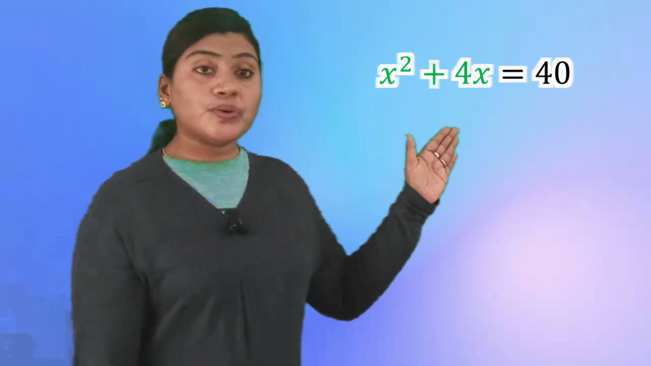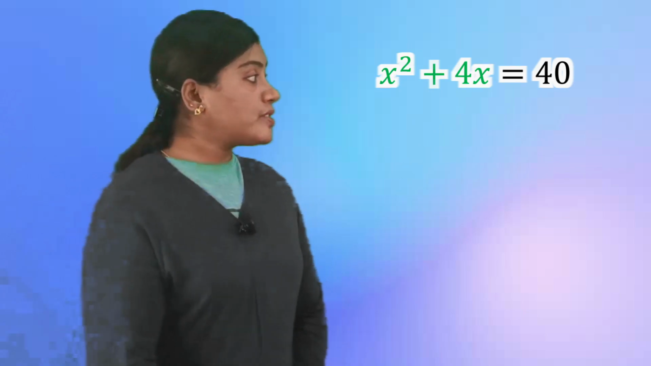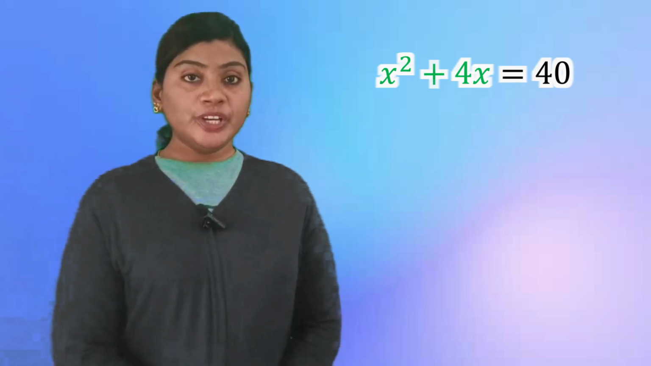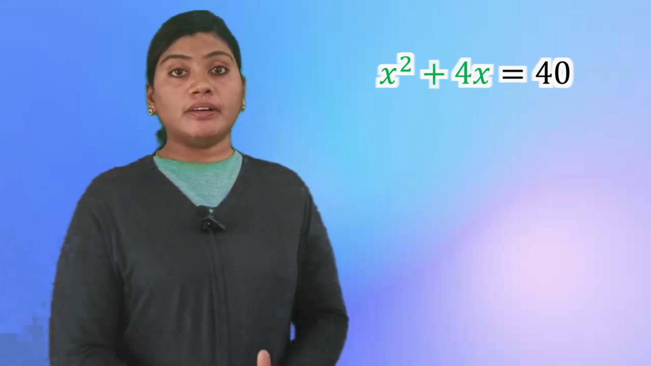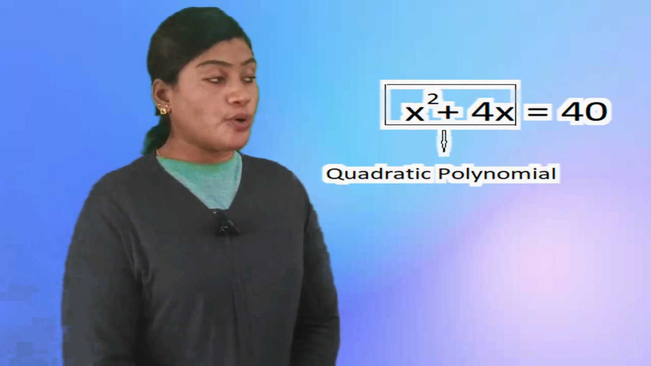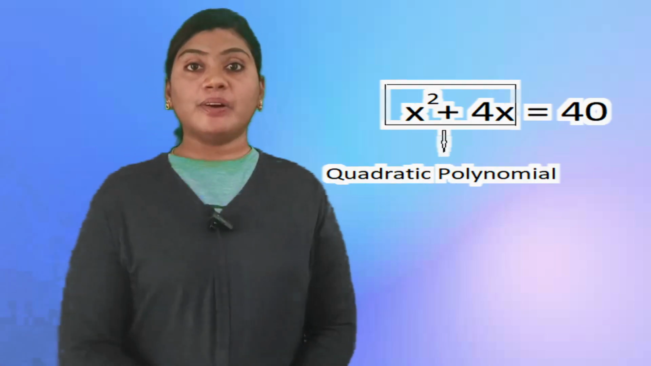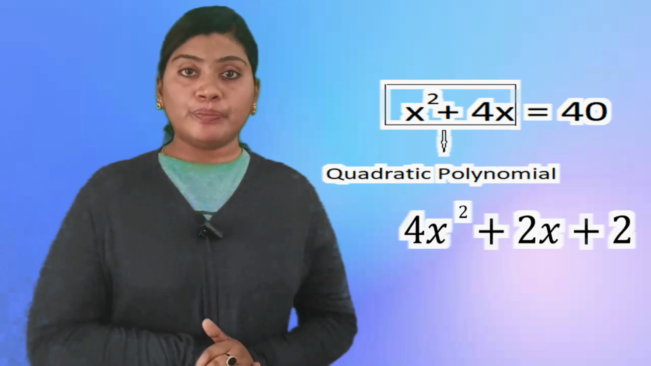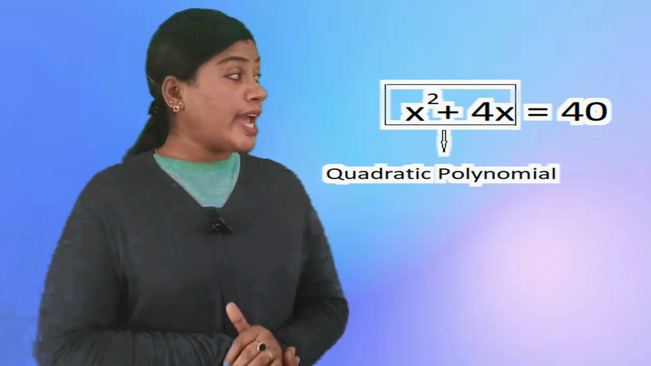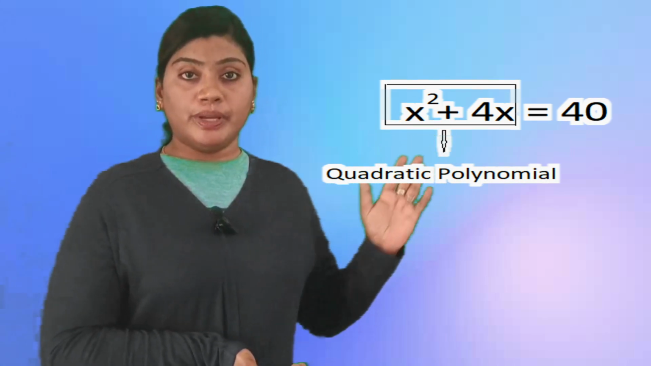Look at the LHS of this equation, x square plus 4x. We know the degree of this expression is 2. We know that expressions with degree 2 are called quadratic polynomials. So, x square plus 4x is a quadratic polynomial. Expressions like x square, and 4x square plus 2x plus 2, are examples of quadratic polynomials.